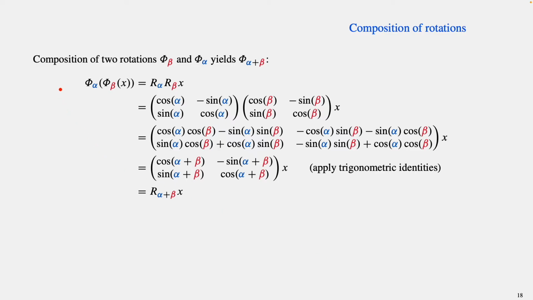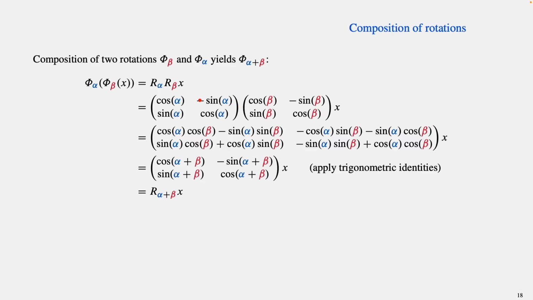Now if we compose two rotations, say phi beta and phi alpha, then of course this will yield the rotation by the sum of the two angles. That's geometrically clear. And we can calculate that algebraically. So phi alpha applied to phi beta of x is rotation matrix alpha times rotation matrix beta times x. Here I write out these two rotation matrices explicitly times vector x.